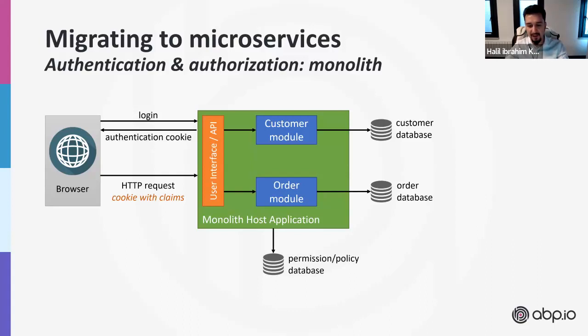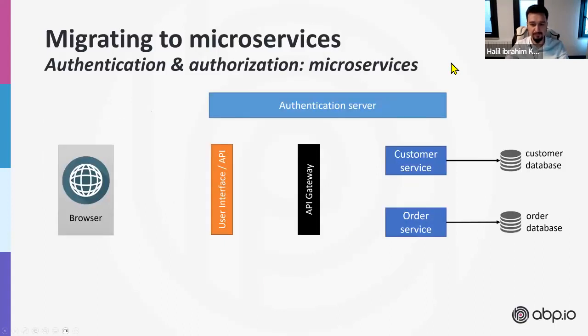If you have a permission or policy database, you can use that for fine-grained authorization. But when you, for example, want to consume the customer module from the order module, there is no need for additional authorization because it's like an in-process service call.